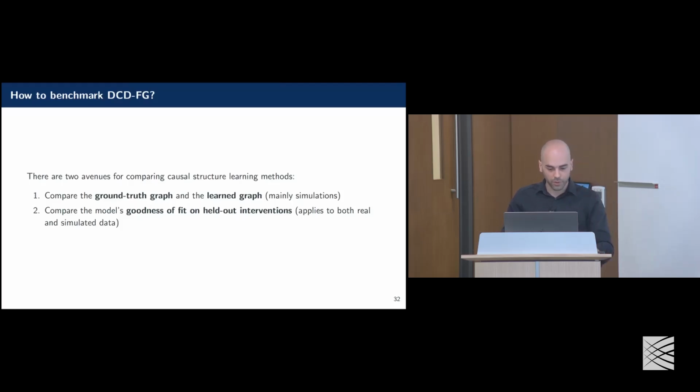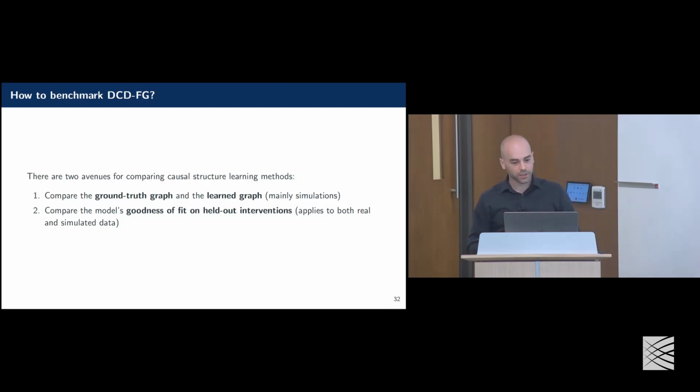But specifically, we looked at two things. The first thing is we can do some simulations, and then we know what the ground truth graph is, and we can count the number of edges that are wrong and the inversions and all of this kind of statistics between the ground truth graph and the learned graph. And I will explain how we do this a bit later.